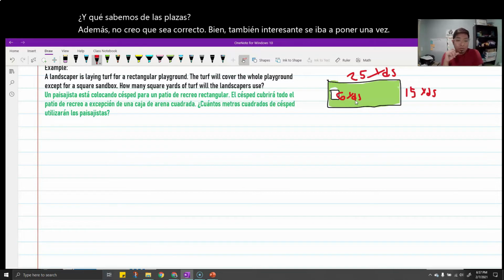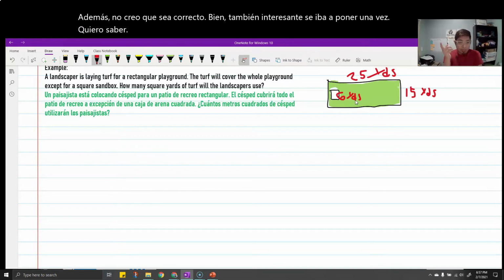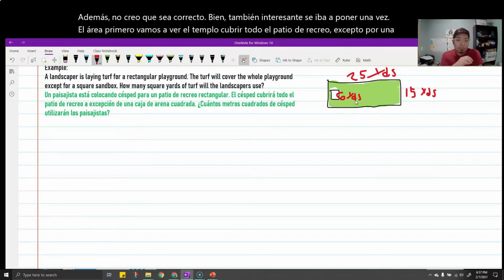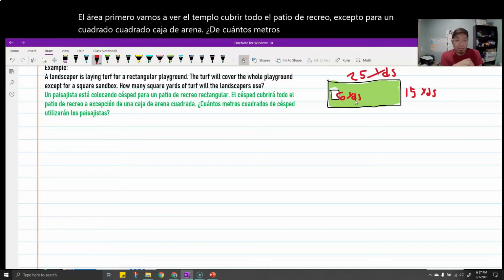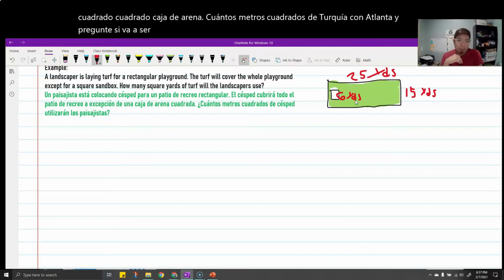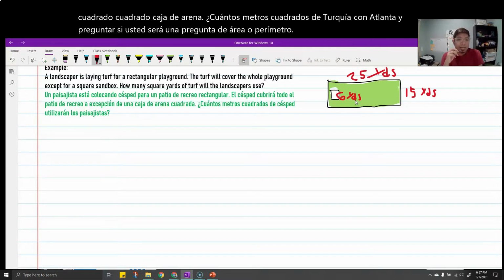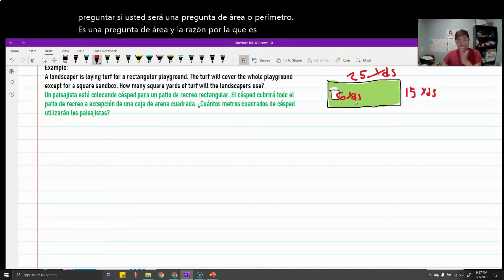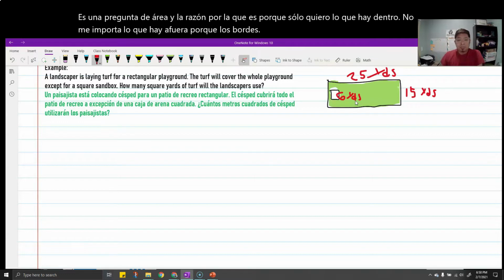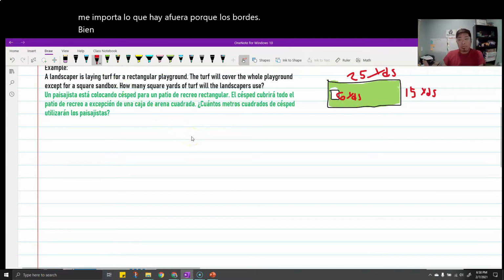Well, I want to know the area. Well, first, let's see. The turf will cover the whole playground except for a square sandbox. How many square yards of turf will the landscaper use? Well, is this an area or perimeter question? It's an area question, and the reason why is because I just want what's inside. I don't care about what's outside, the edges. Good.